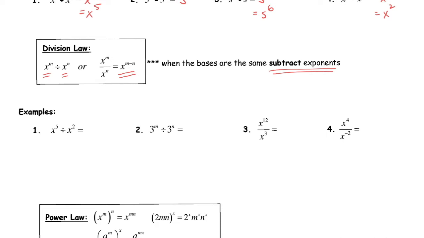So in our examples, I've got x to the 5th divided by x squared. I get a power of x to the 5 minus 2, or x cubed. Here, a similar sort of problem.